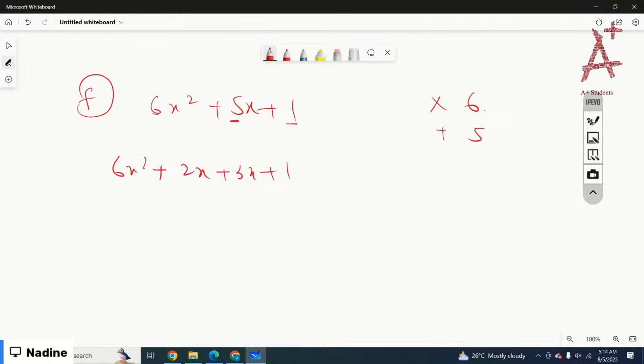So from here you can take common 2x, so you are left with 3x plus 1. From here you can take 1 common, you are left with 3x plus 1. So it is 2x plus 1 and 3x plus 1, right?